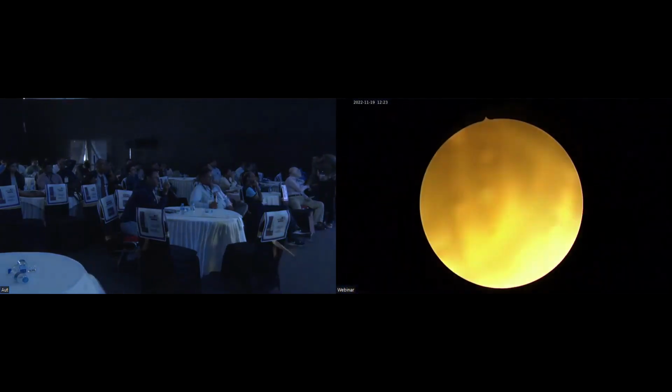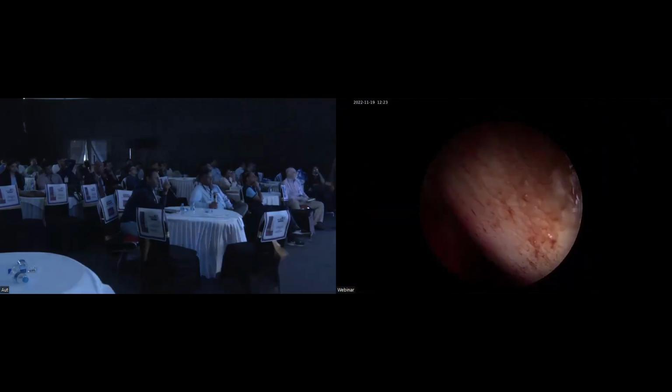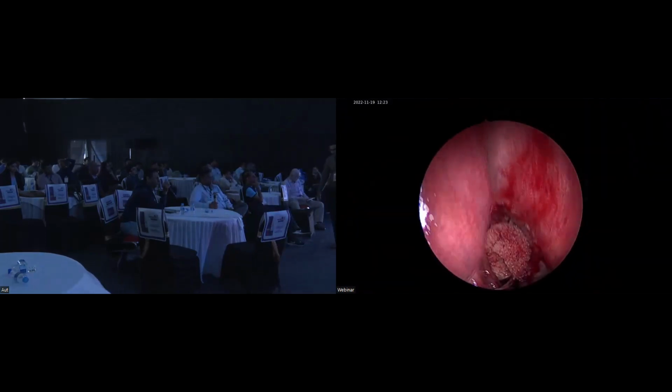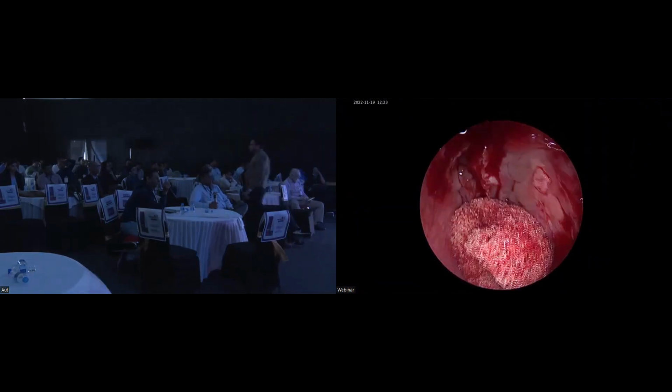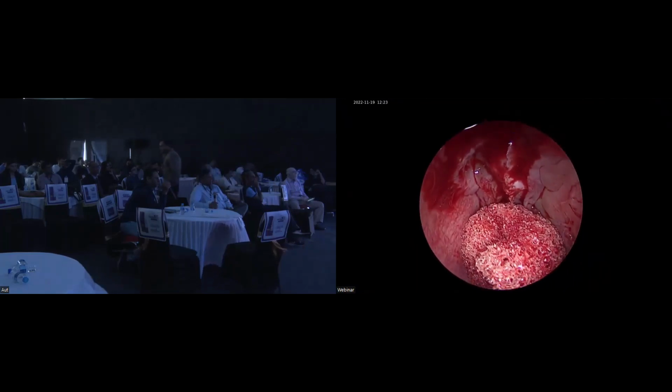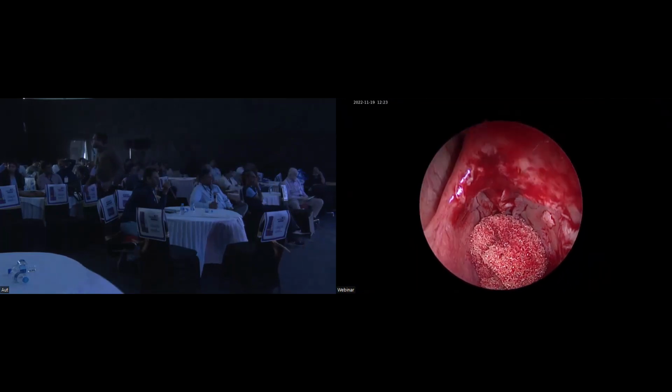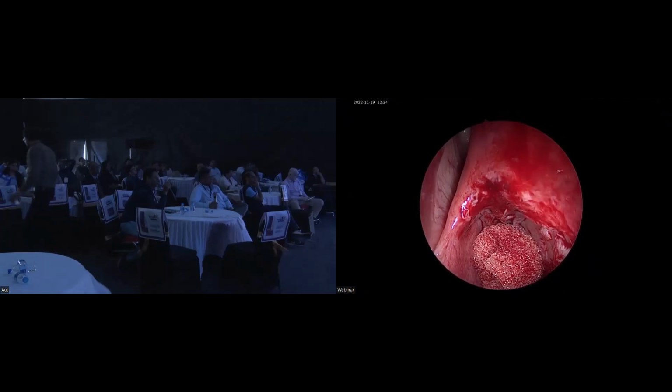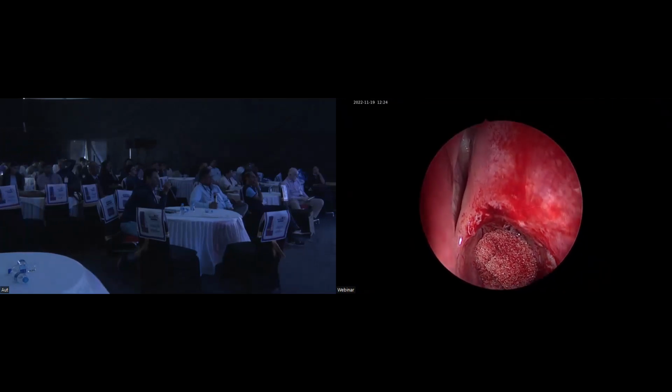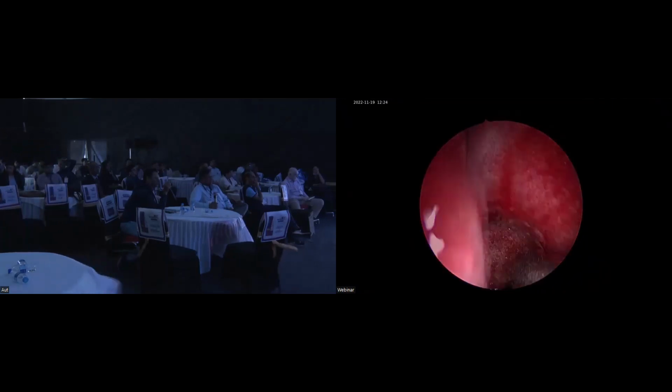Just switching to 70-degree telescope. You can also switch to 45-degree telescope, but if you want to do the instrumentation with a 70-degree scope, with a 45-degree it becomes a little limited. Please give a red 60 blade, please.